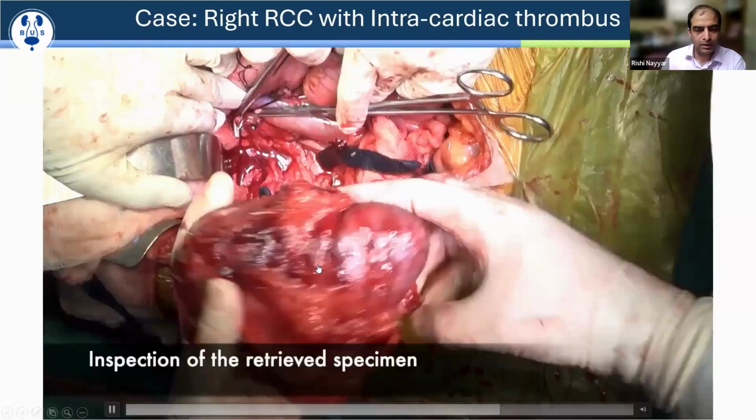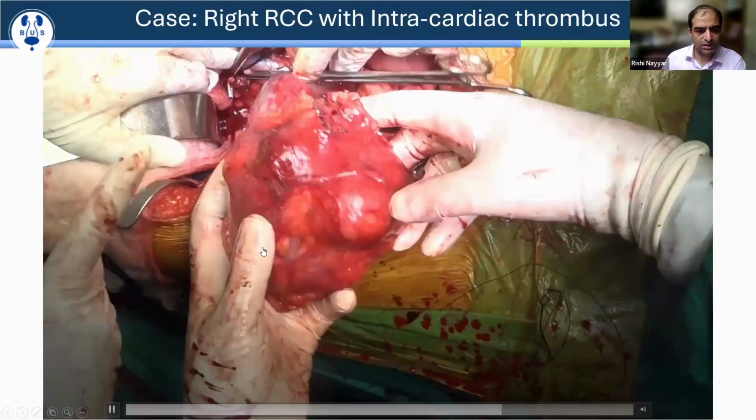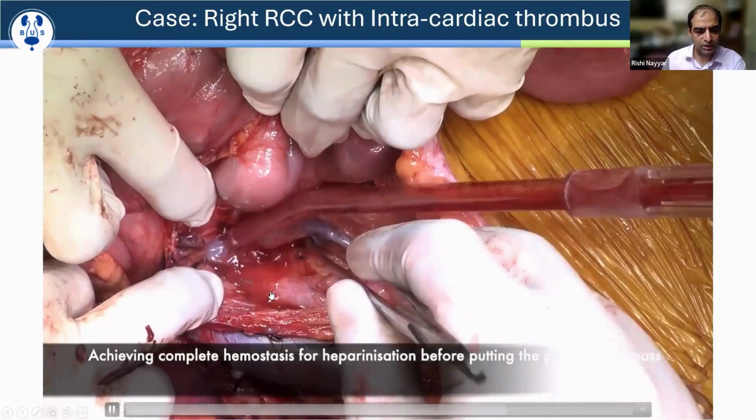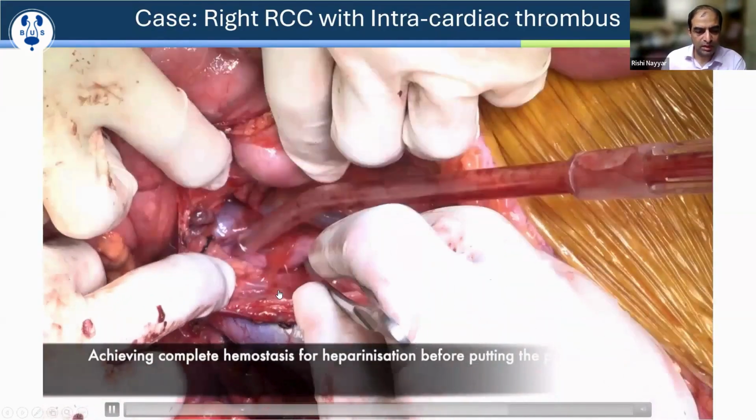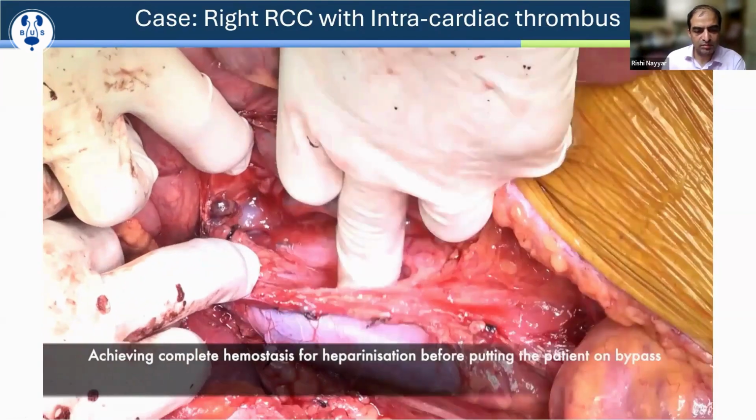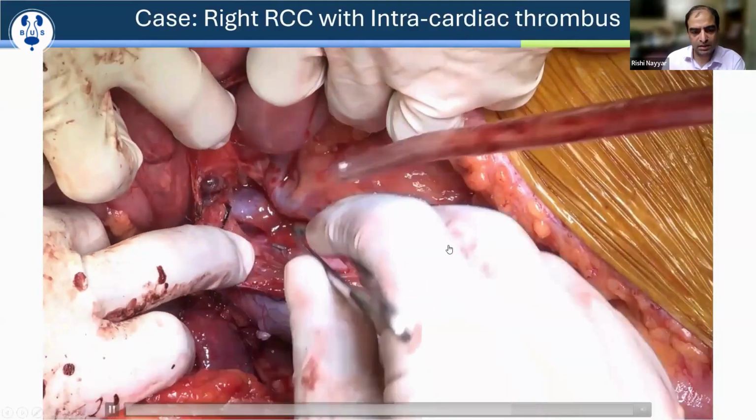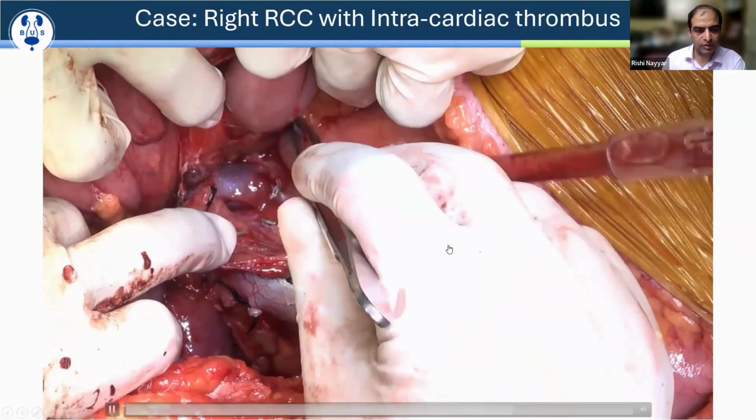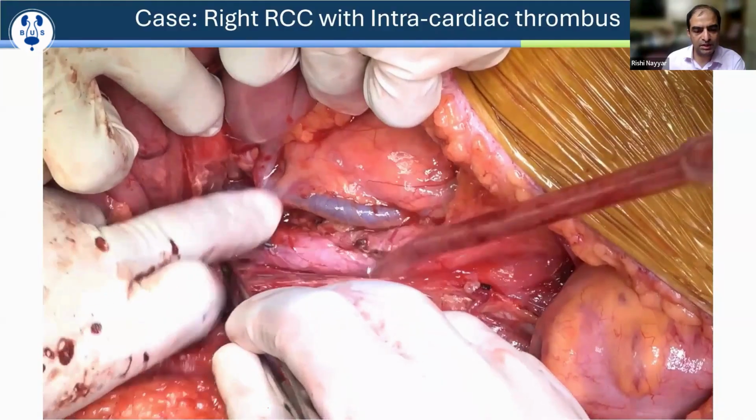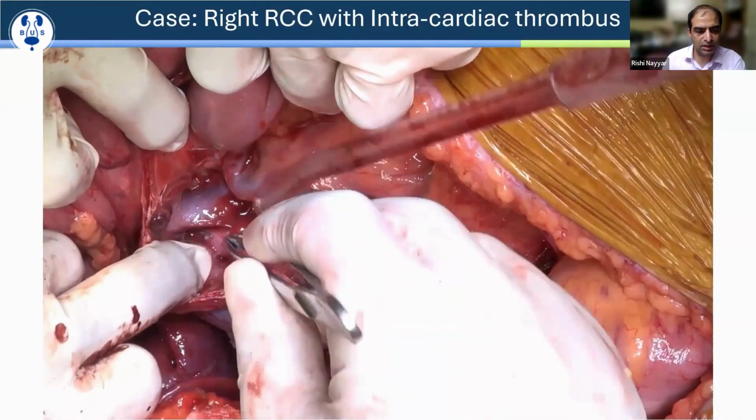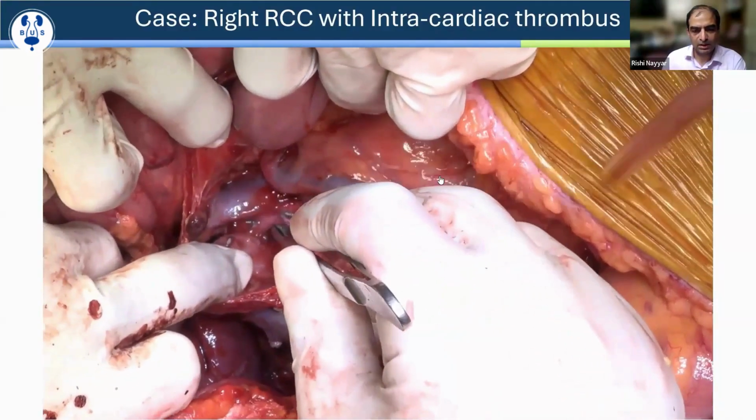The video is hanging a little bit. So what is done is you can either apply a clamp and remove the specimen, or just take a tie over the thrombus and the IVC and give it to the CTVS team. Once the CTVS team takes over, one has to inspect, because heparin has to be given before the patient is put on the bypass machine. The hemostasis has to be very, very accurate.